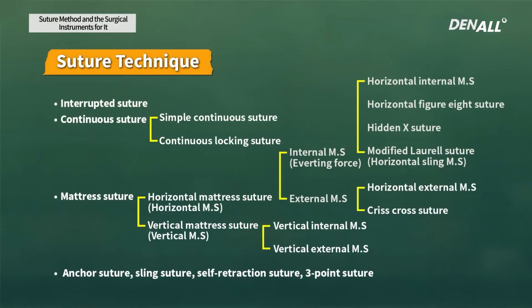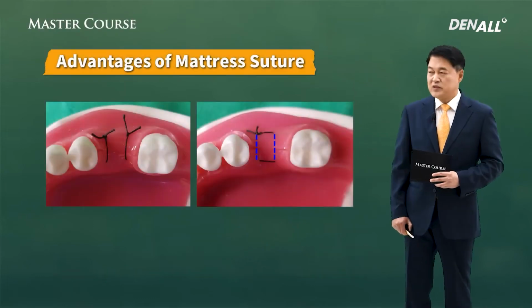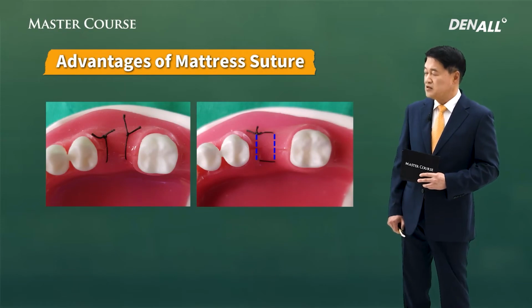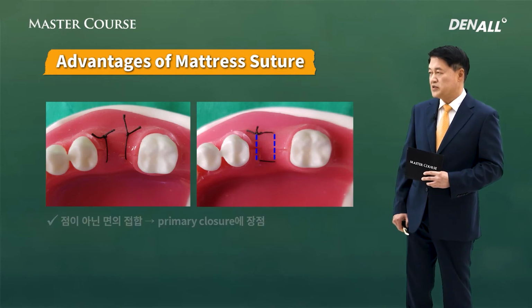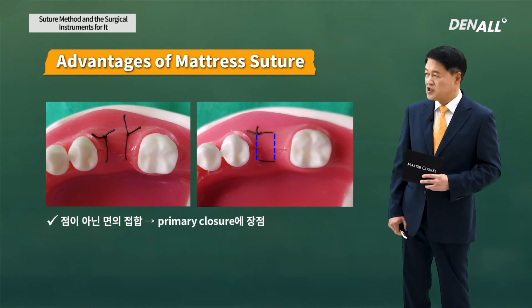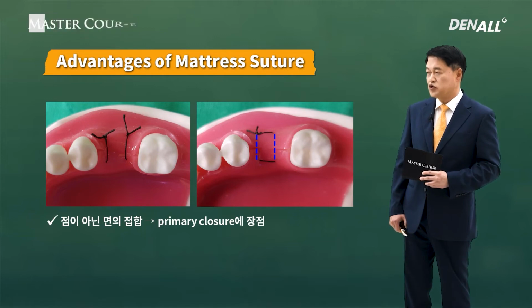Then, one thing I really wanted to share with you is mattress suture technique. So you have these two photos. On the left, you see two interrupted sutures. On the right, you see horizontal mattress suture. As you see, in the left photo, you have two dots connected, but on the right, with this suture method, you put in planes. So mattress suture would be better for primary closure.